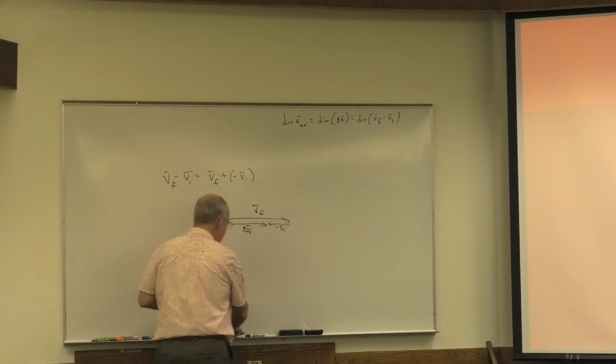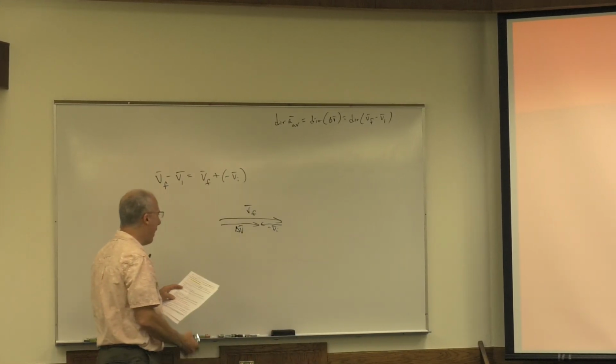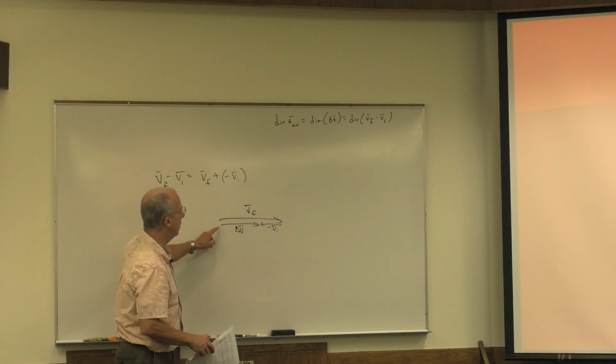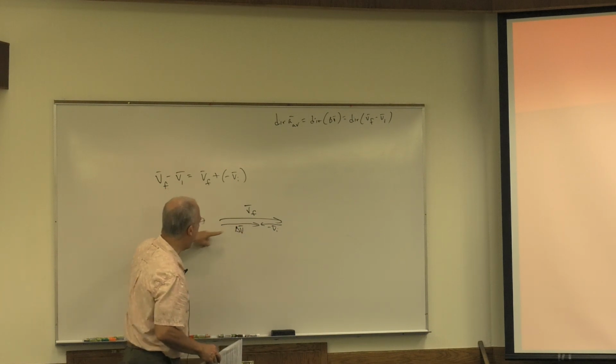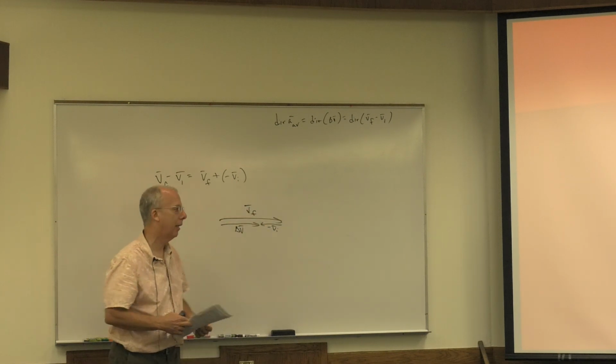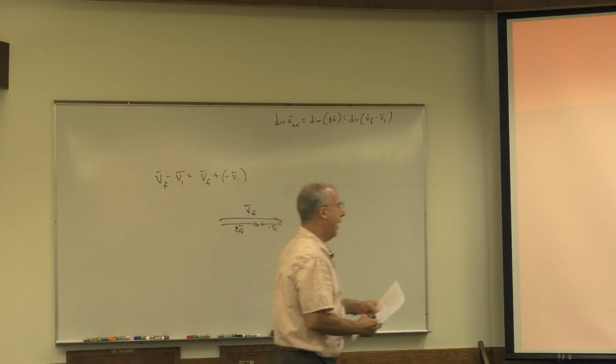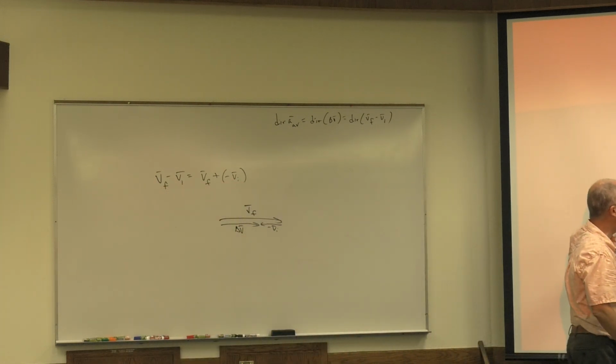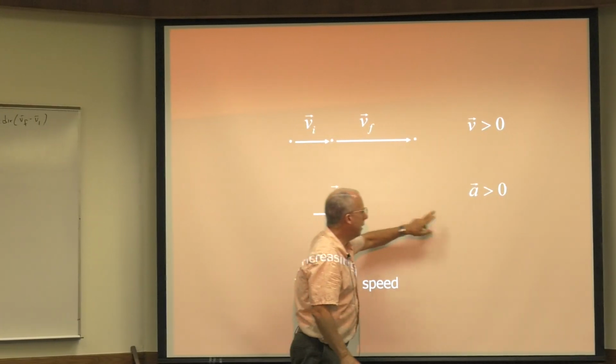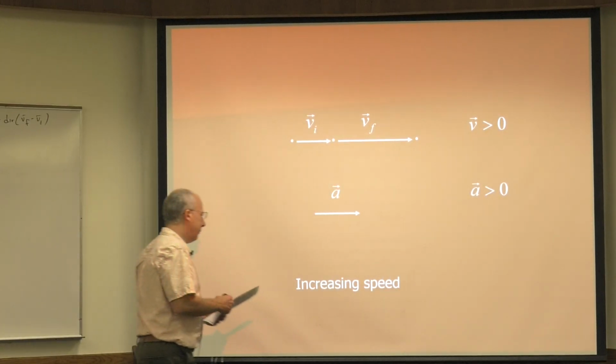So what is the direction of A? Well, the direction of A is the direction of delta V. It's to the right, so it's positive, right? So this is A average, okay? So A is positive, all right?